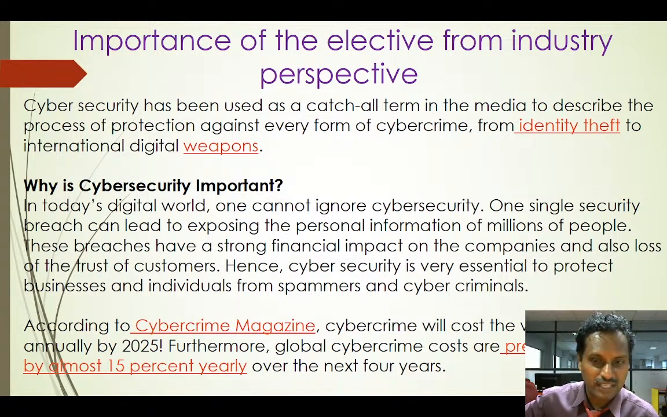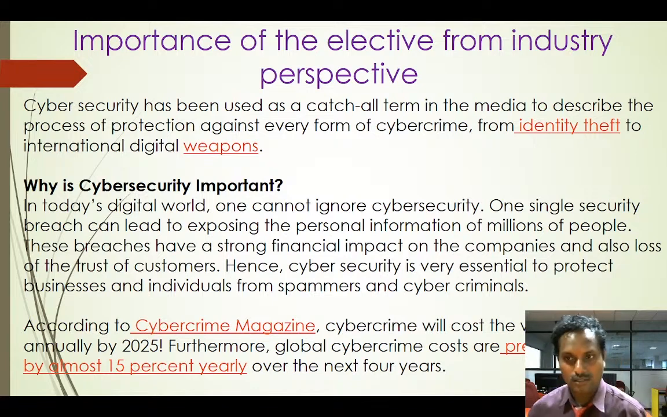There is a figure mentioned by Cybercrime Magazine that cybercrime will cost the world $10.5 trillion annually by 2025. So this is their assumption. Furthermore, global cybercrime costs are predicted to rise by almost 15% yearly over the next 4 years. So this is the importance of the subject, where we need to consider cybersecurity as an important aspect of everybody's life. So that needs to be considered very seriously.